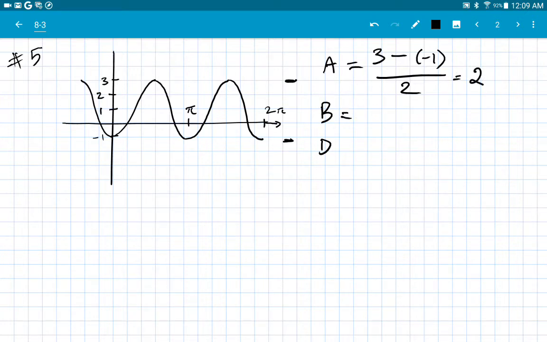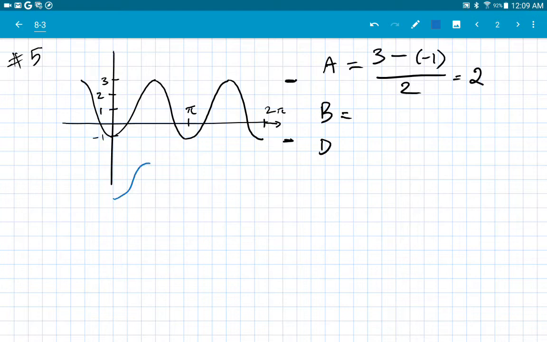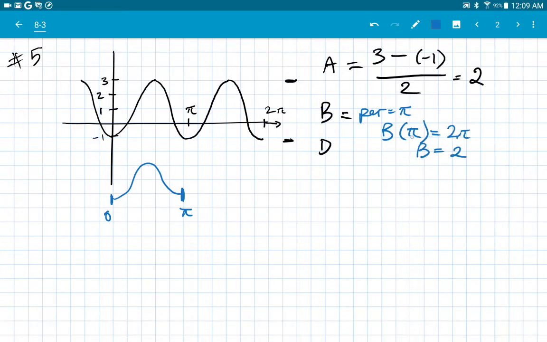The b value, the period, so we look at our graph. Oh, look, this is a very nice curve. It forms an upside down cosine. So we can take this as our starting point, and this is our ending point. It starts at 0, goes to pi. So the period is pi. If the period is pi, we say that b times pi is equal to 2 pi. Therefore, b is equal to 2. Just dividing both sides by pi.